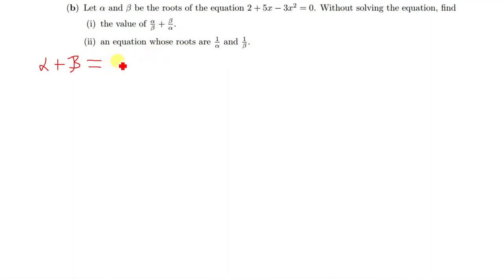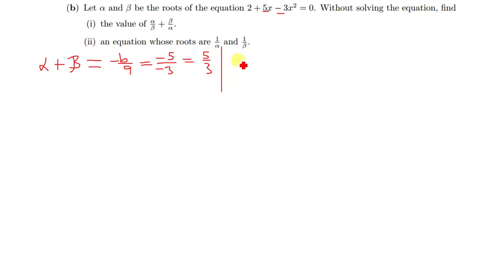So alpha plus beta is just found by negative b over a. So negative b will be negative 5 over a, which is just the coefficient of x squared, negative 3. So meaning our negative b over a is just 5 over 3.